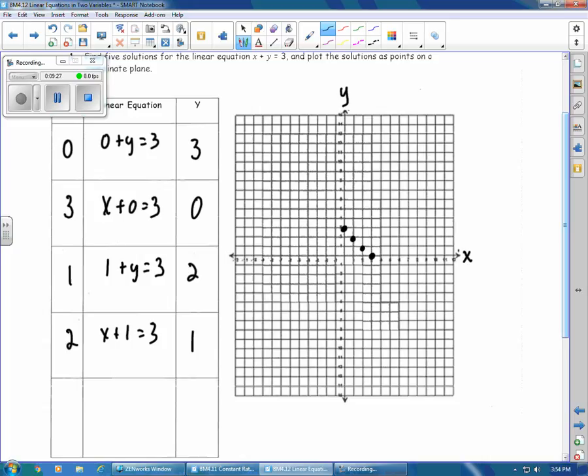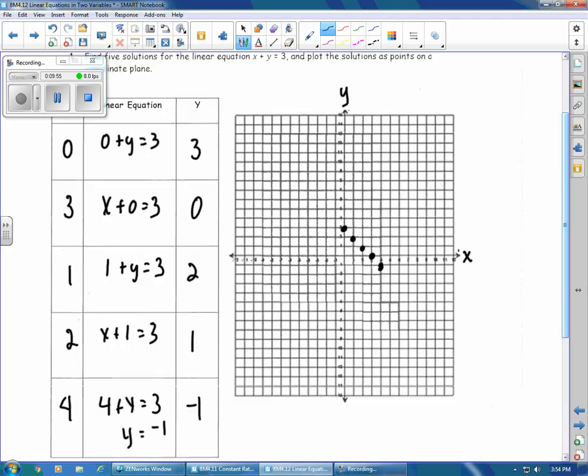There we go. The next thing I'm going to do, well, let's see, the next lowest number, I'm going to set x equal to 4. And 4 plus y equals 3. So I need to subtract 4 from both sides, and y is going to equal -1. So come over to 4 and go down 1, and there's my next point. Now, are these the only possible solutions? No.